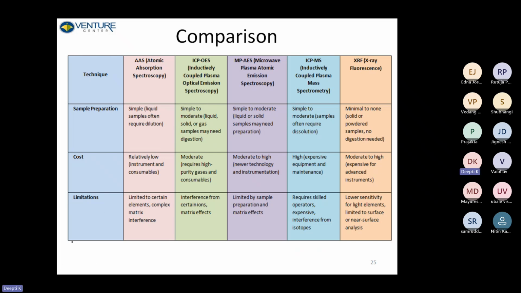So limitations. AAS is limited to certain elements, and so are other techniques. But complex matrix interference is one of the problems here. Matrix also is a problem when it comes to ICP-OES. For MP-AES, fortunately, matrix tolerance is much higher. With ICP-MS, one of the key bottlenecks is that it requires a highly skilled operator and a lot of training to operate it, and it suffers from a lot of interference, not only from the matrix, but from isotopes of the other elements as well.